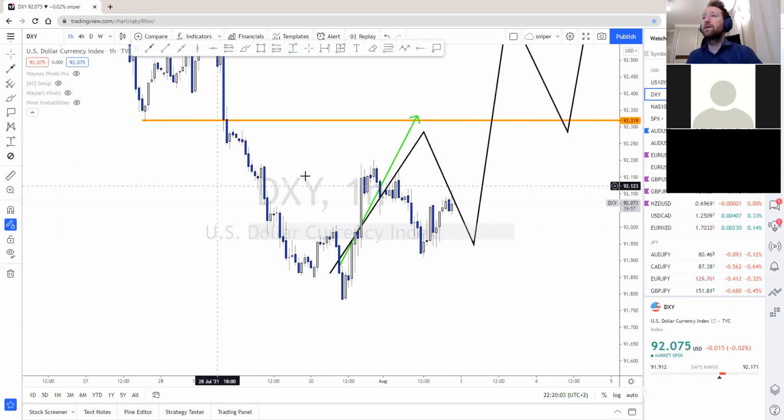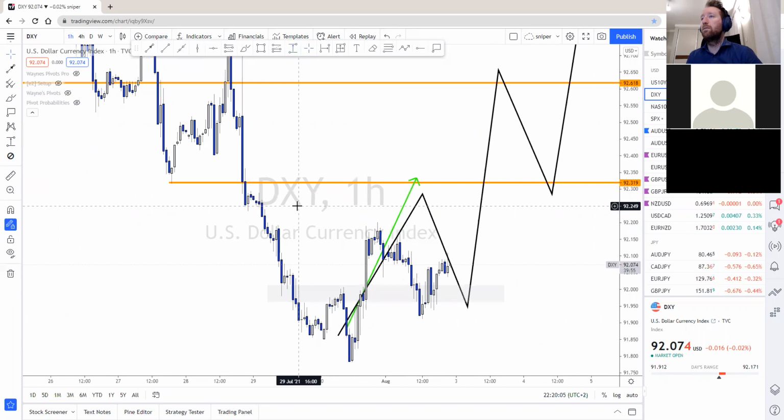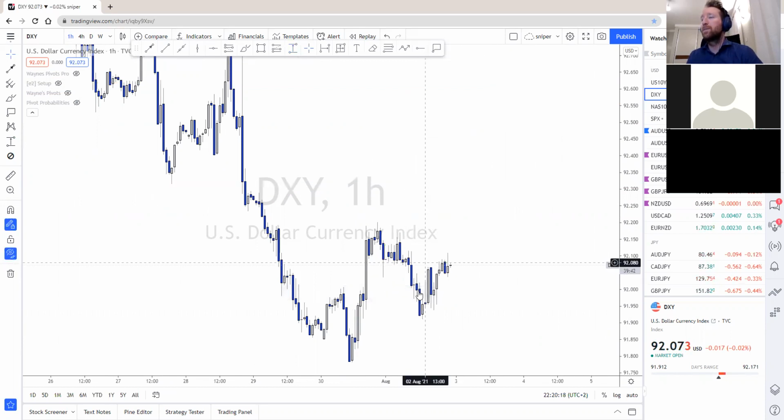Coming in for DXY, reversal, double bottom, higher low. It kept 91.95 and something. It was very nerve-wracking to look at this one. The bullishness on the dollar is not great. That's a worry. But it goes higher, fair enough. But it's a worry.